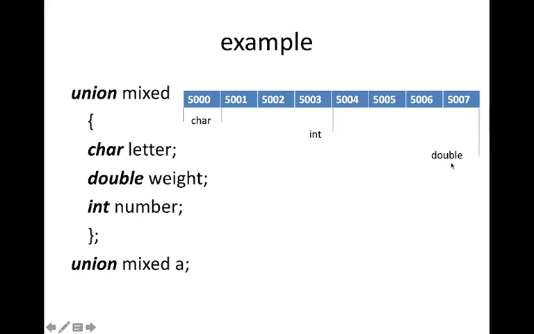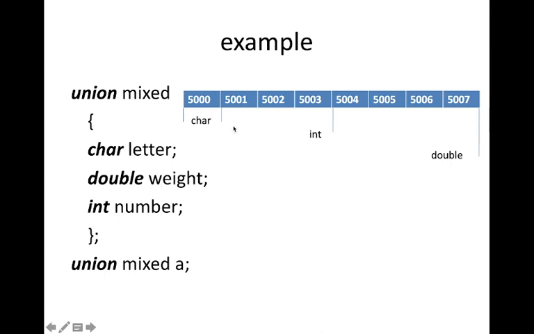So 8 bytes will be allocated, and at a time only one element will be in the memory. If it is a character, you require only 1 byte. So it will be in 5000. Then after that, if you are using the integer variable, it needs 4 bytes. If it is a 32 bit machine, you require 4 bytes. So 4 bytes will be allocated for that integer.